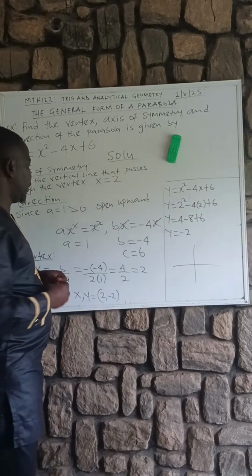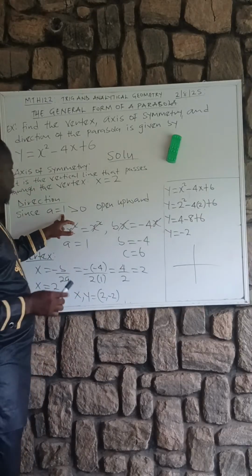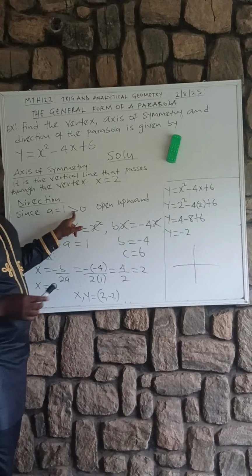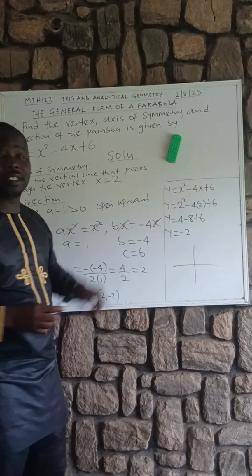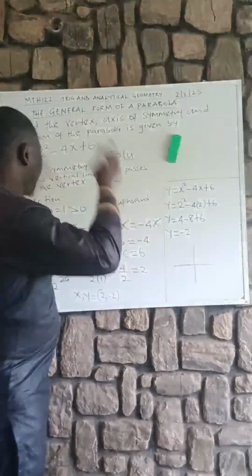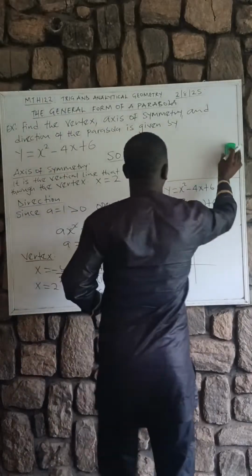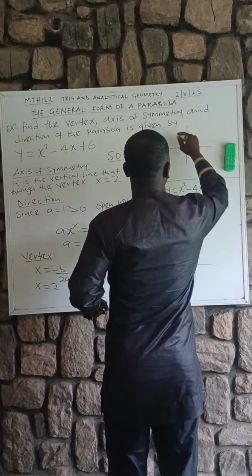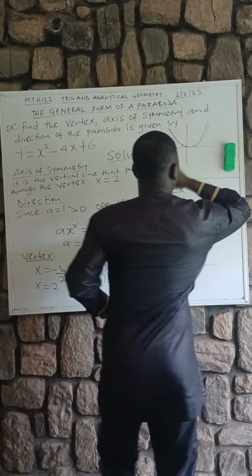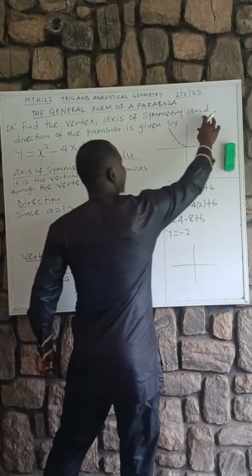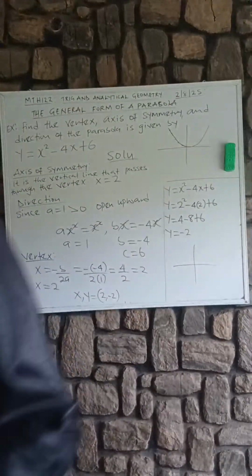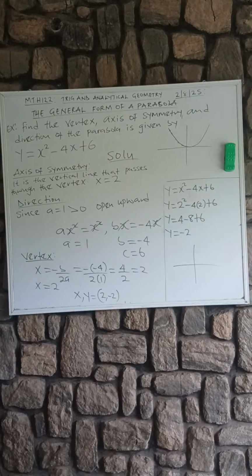So take note of this. It's a good question that I may ask. Since A is equal to 1 and 1 is greater than 0, so A is greater than 0, the parabola opens upward. So this is how the parabola will look like. Is that clear? That is what I'm trying to say. So take note of here. It's very important. Do you understand?